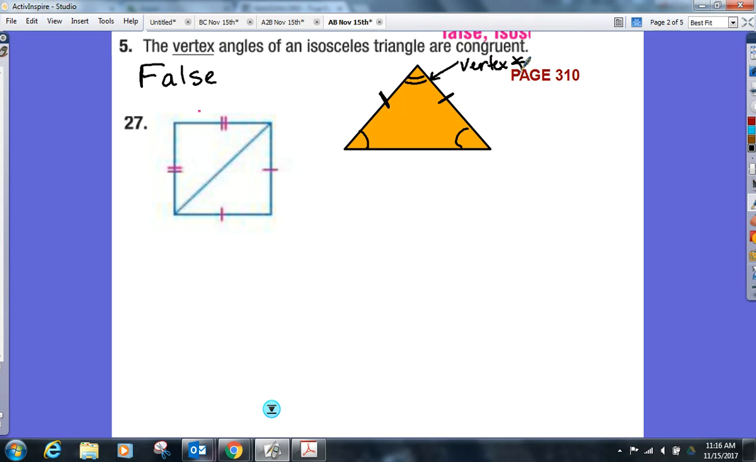Do you remember, Cameron, the name of the two congruent ones? Anybody want to help her out? Go ahead. Shout it out. Base angles are congruent. Okay, base angles.